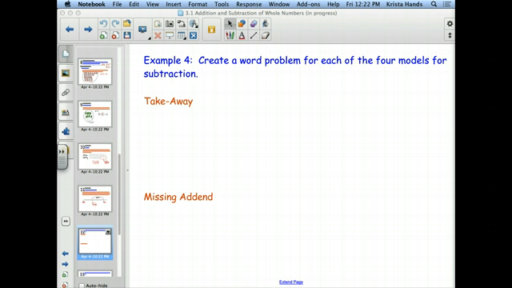Okay. So what I'm going to do then is have a group give me an example of a takeaway model. What is a takeaway model that you did? We're not going to write it down. We're just going to say it verbally.